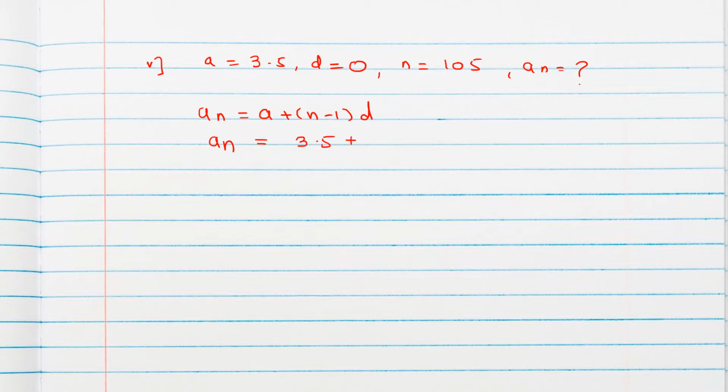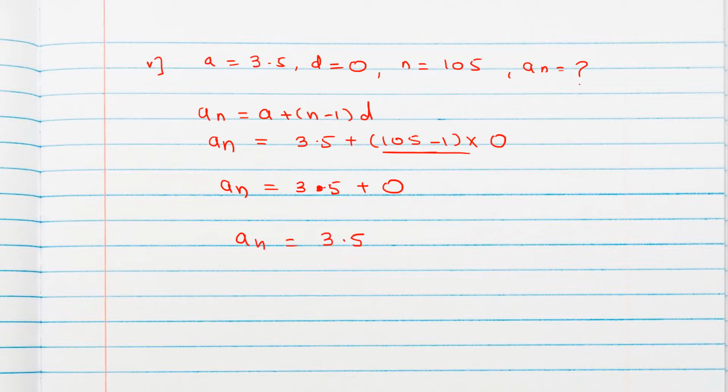For the fifth one, a is 3.5. Here d is 0, n is 105 and a_n we should find. Using the same formula, that is a_n equals a plus (n minus 1)d. Substitute all the values. a_n we should find, here 3.5, n is 105 minus 1 and d is 0. So 0 multiplied by anything will give 0 only, isn't it? So this term will vanish here. So a_n will be 3.5.